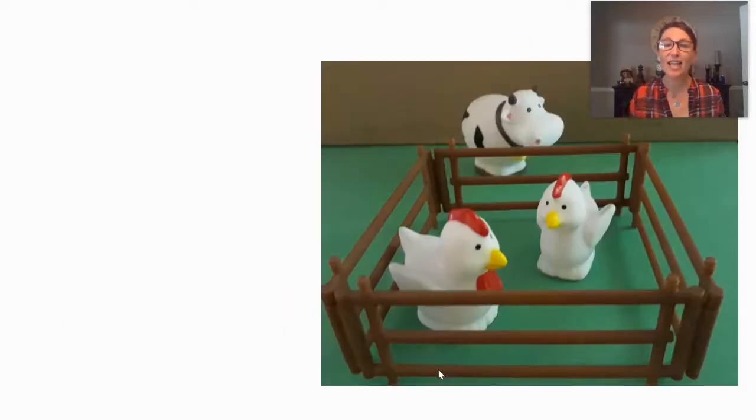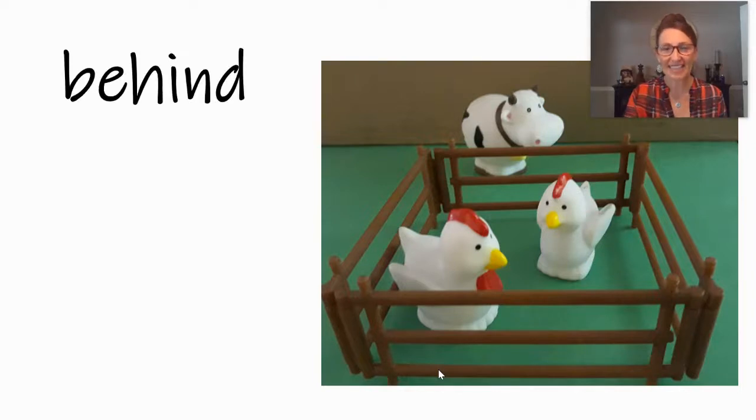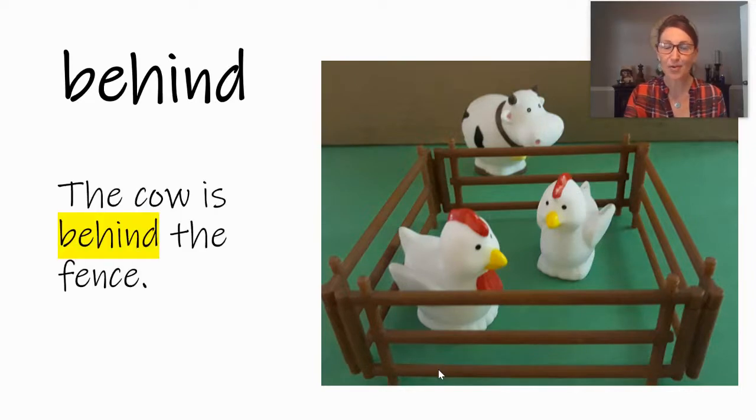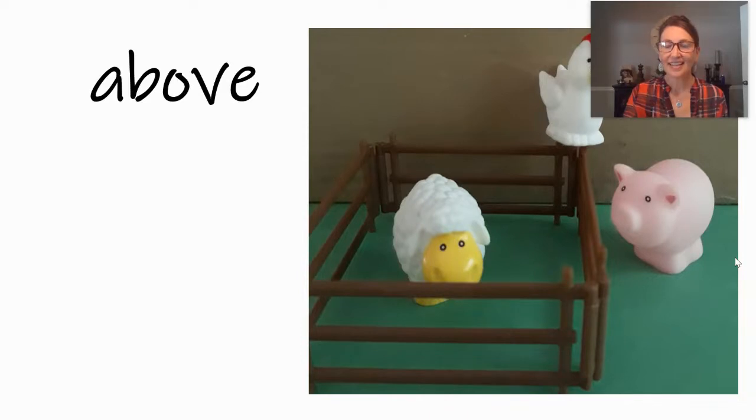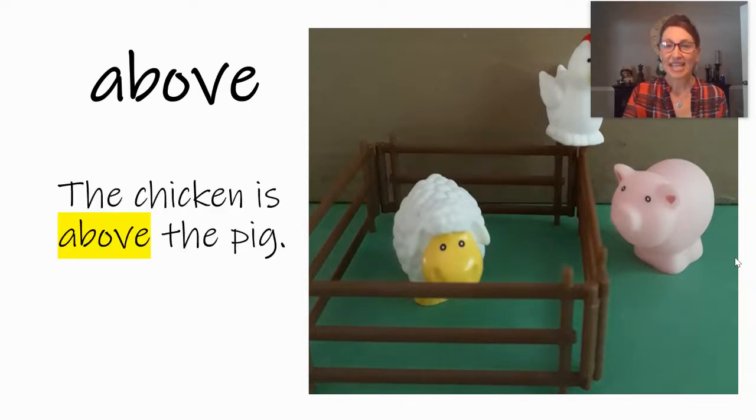All right, now let's use our animal vocabulary and our positional words to answer the question, where are the farm animals? So in this picture, can you tell me, where is the cow? Behind, yes. The cow is behind the fence. Where is the chicken? Above. The chicken is above the pig.